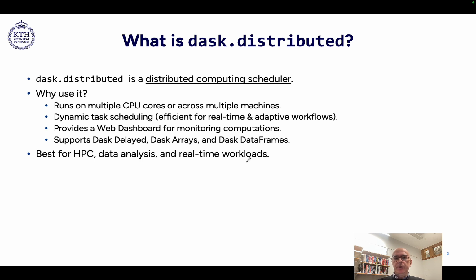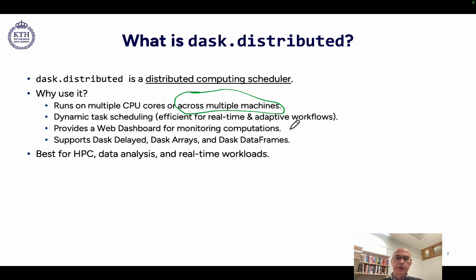Why do we want to use it? Well, we can run on multiple CPU cores, but this we can also do without dask distributed, using dask. But most importantly, we can run across multiple machines, including supercomputers. One of its main features is its dynamic task scheduling, which is very efficient for real-time and adaptive workflows.